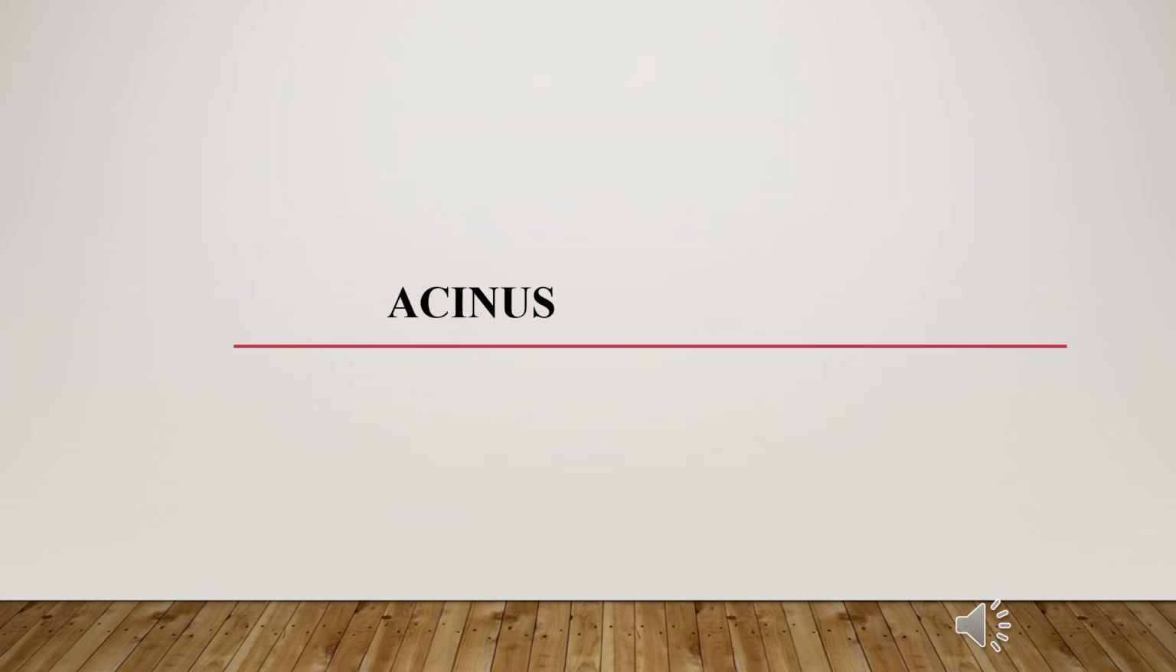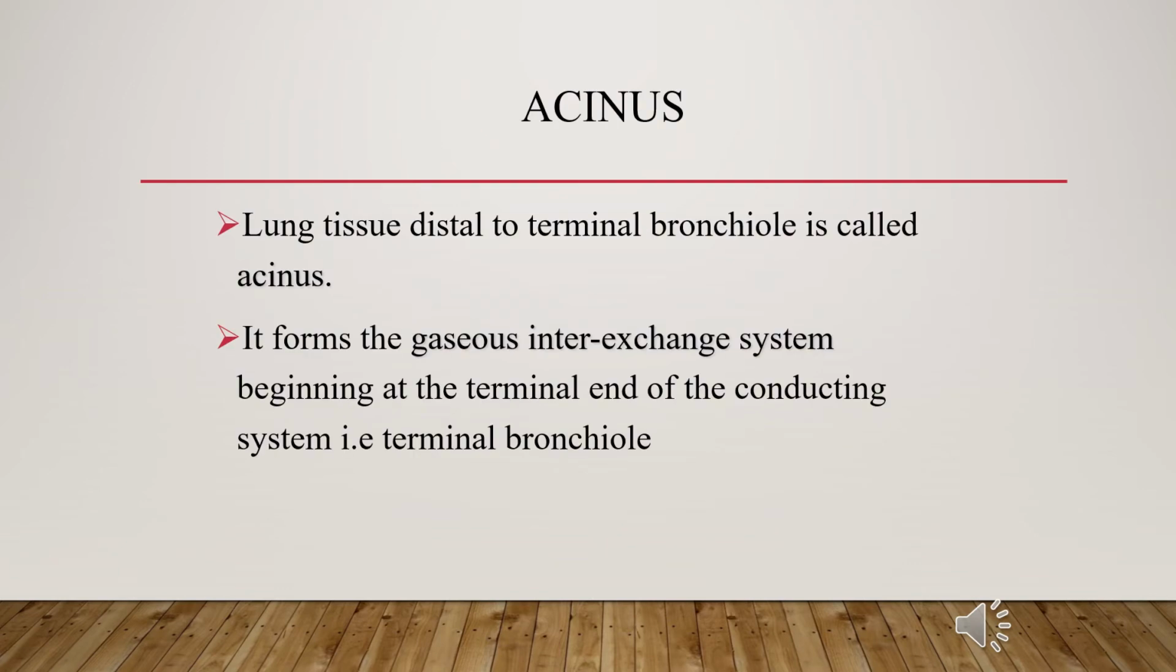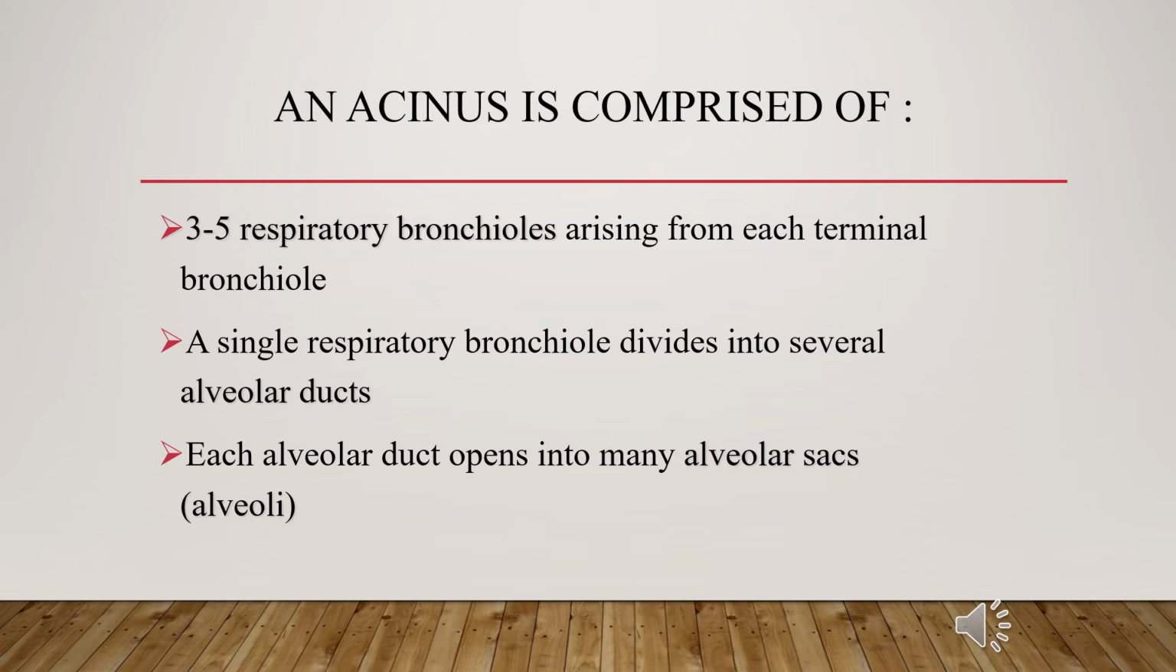Coming to the acinus. The lung tissue which is distal to the terminal bronchiole is called an acinus. It forms the gaseous interexchange system beginning at the terminal end of the conducting system, that is the terminal bronchiole. An acinus is comprised of about 3 to 5 respiratory bronchioles arising from each terminal bronchiole.